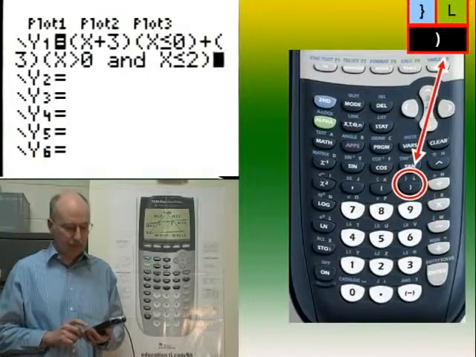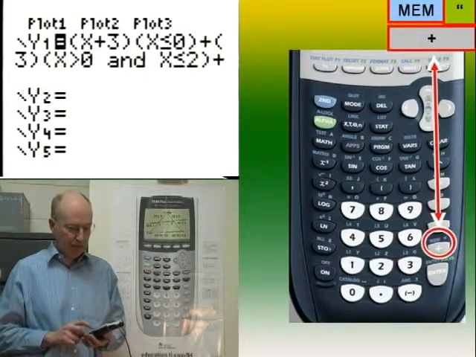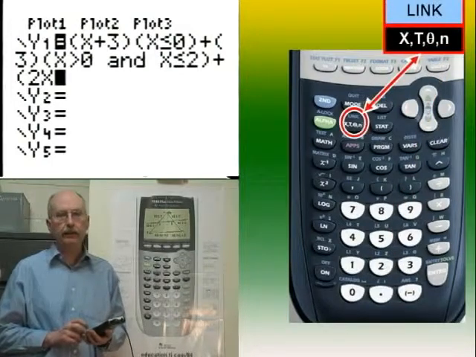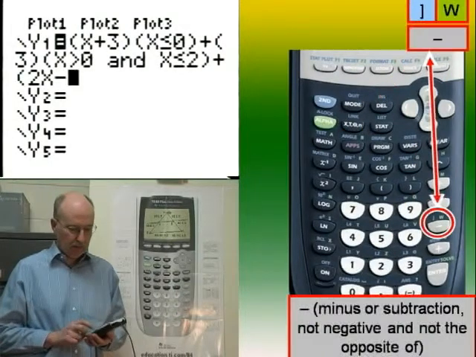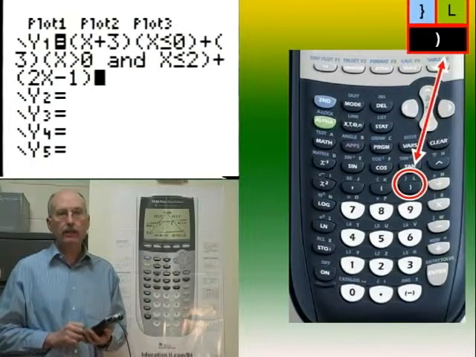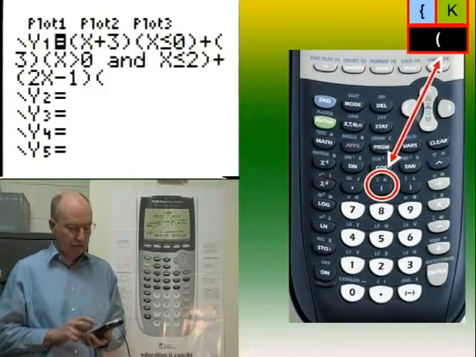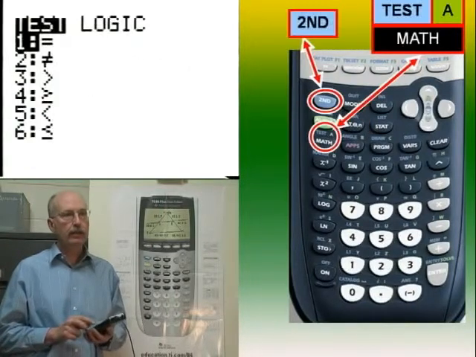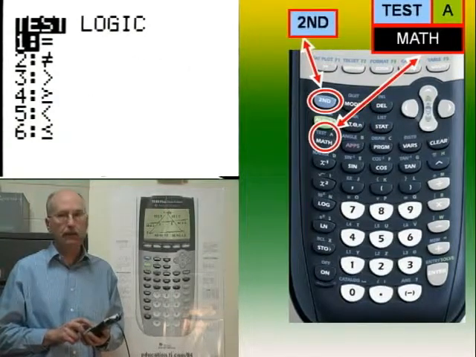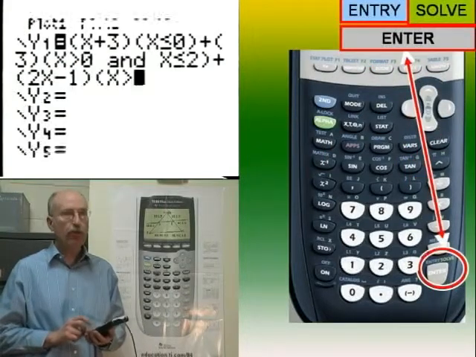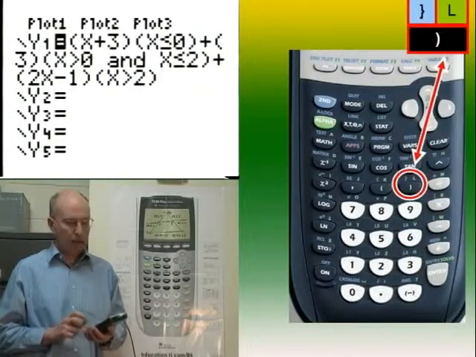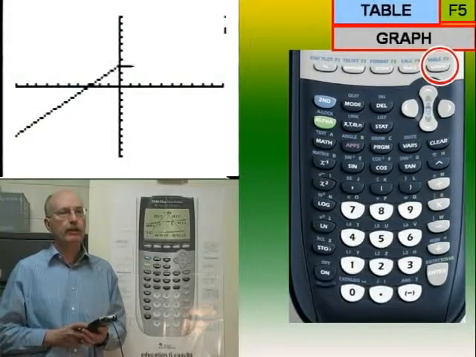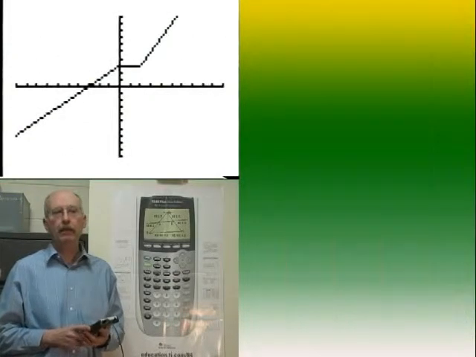And now we're going to add the last function, plus, in parentheses, 2 X,T,theta,n, minus 1, closing parentheses, and the condition for this, opening parentheses, X,T,theta,n, second test, is greater than 2, closing parentheses, and now we graph that function. And we get this goofy looking function that's got a little step in the middle of it.